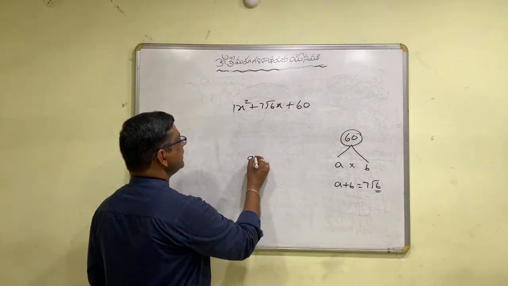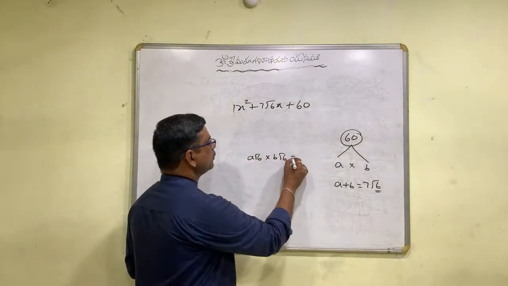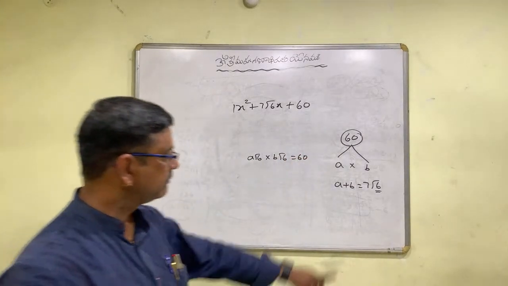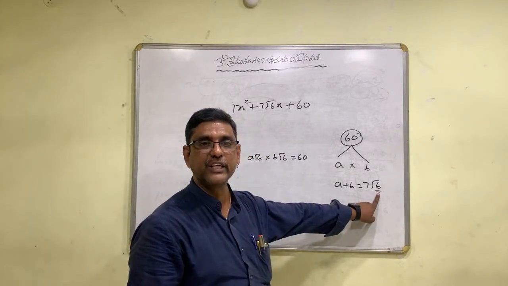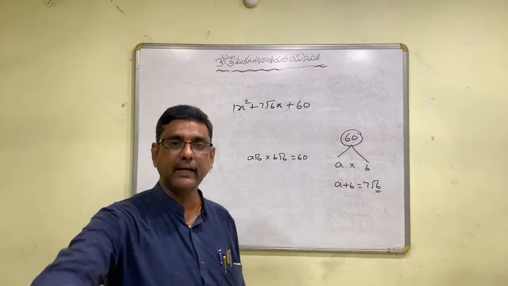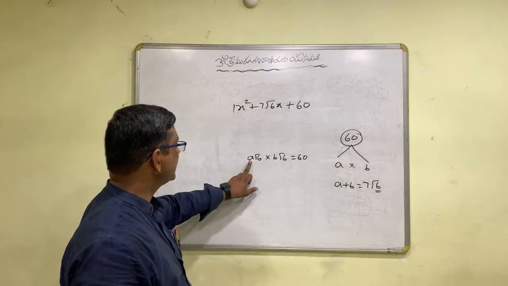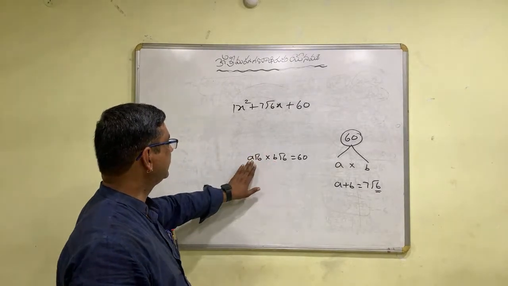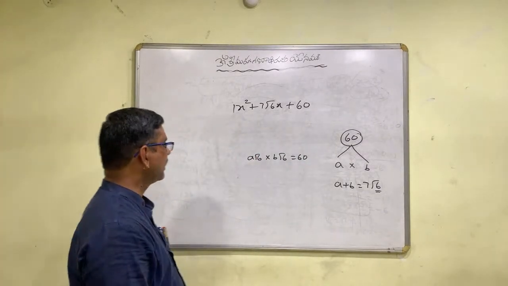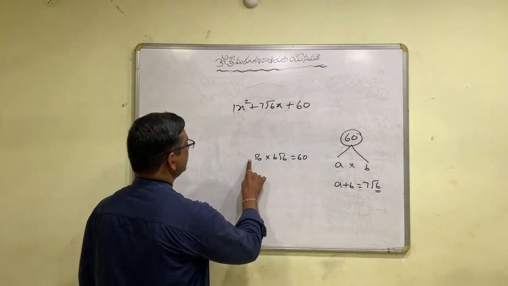Now, as I told you, since the irrational part is root 6, those two numbers may be a root 6 into b root 6, and a root 6 into b root 6 must be equal to 60. Here the irrational part is root 6, so one number we will take as a root 6, the other number is b root 6. Now we need to search for a and b so that their product must be equal to 60. Understand, children?